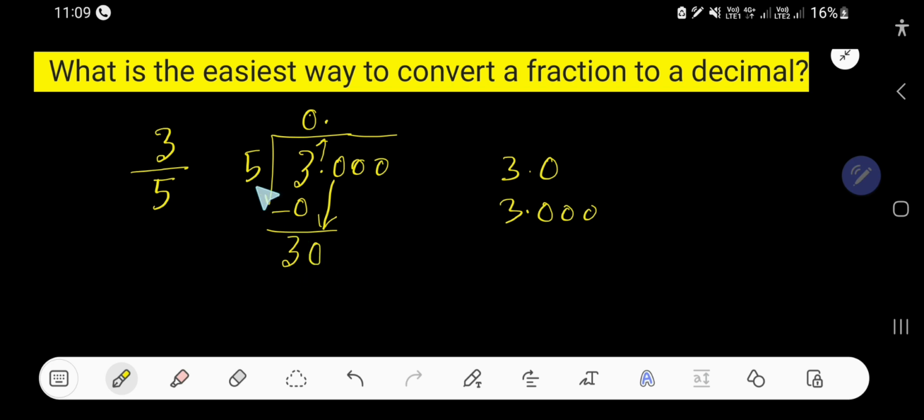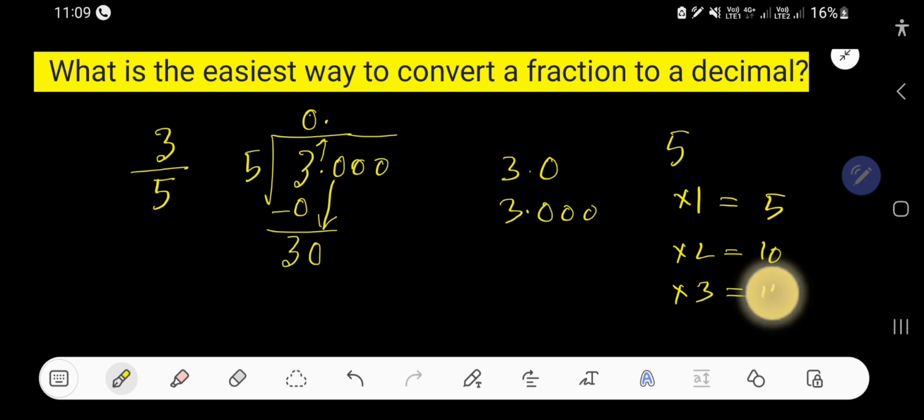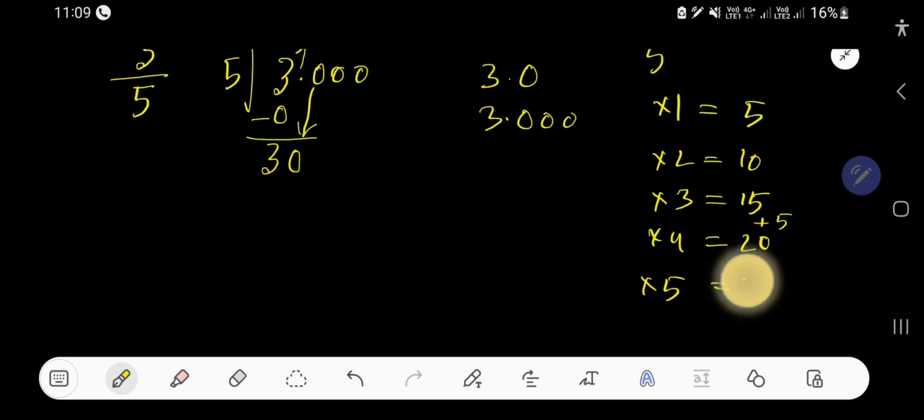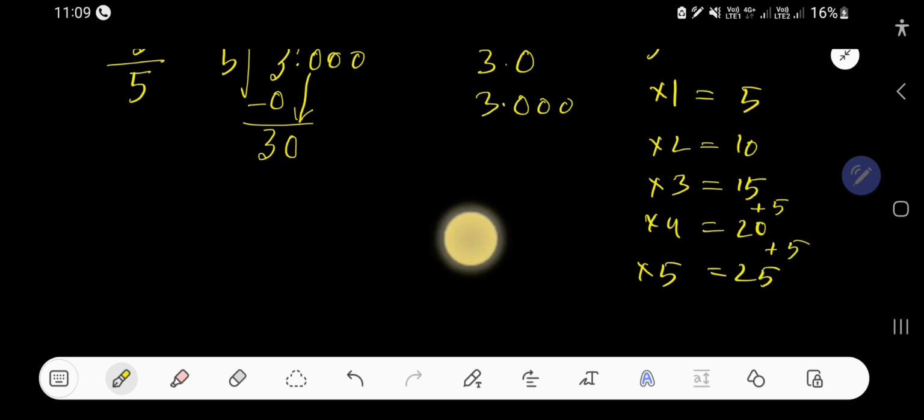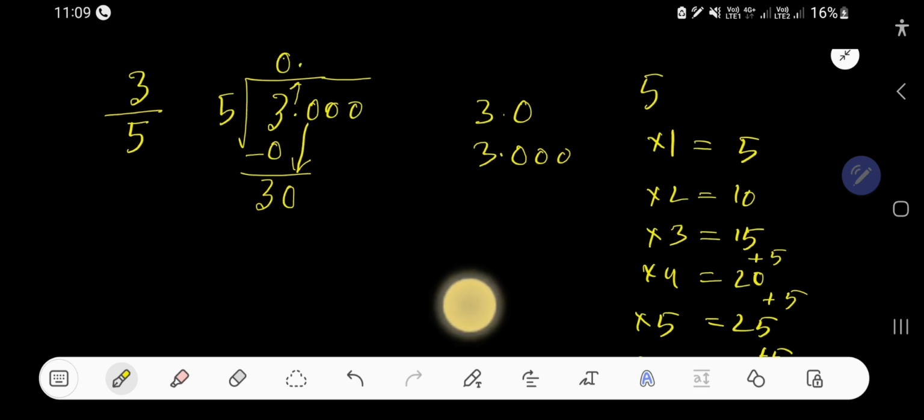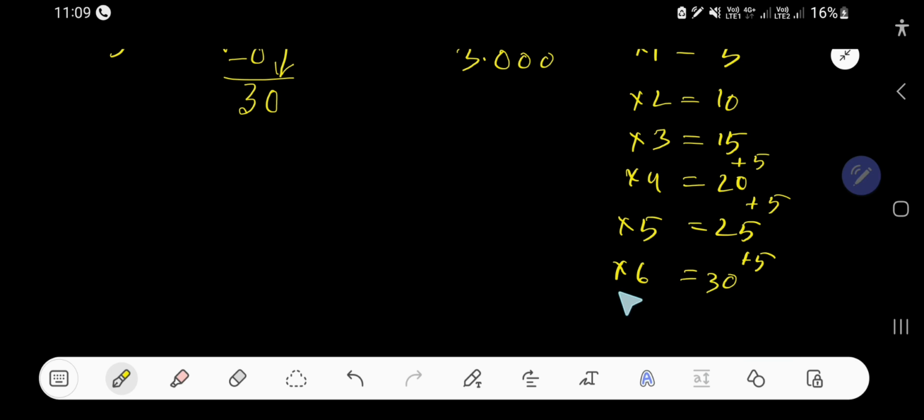Actually you need the multiplication table of 5. So look, 5 times 1, that gives you 5. 5 times 2, that gives you 10. Just add 5 with this 5, you will get 10. So 5 times 3, just add 5 with this 10, 15. And you need to go up to 30. 4, that is 20, just add 5 with this step. Then 5, 25, just add 5. Then 6, 5 sixes, that is 30. So 5 goes into 30 6 times.